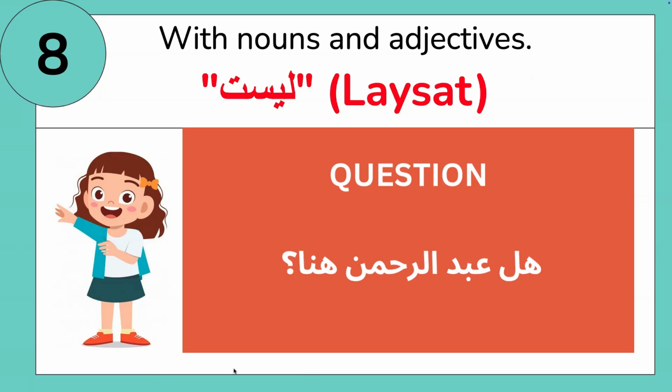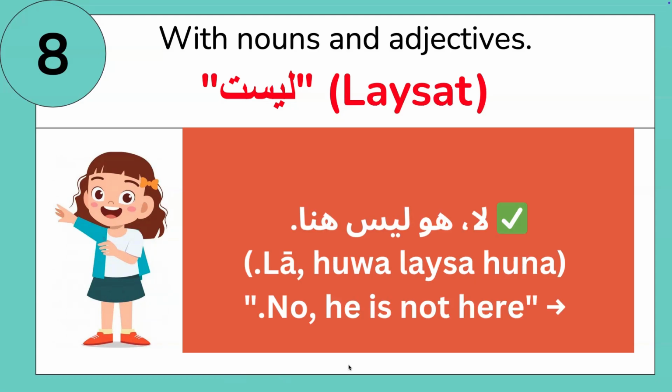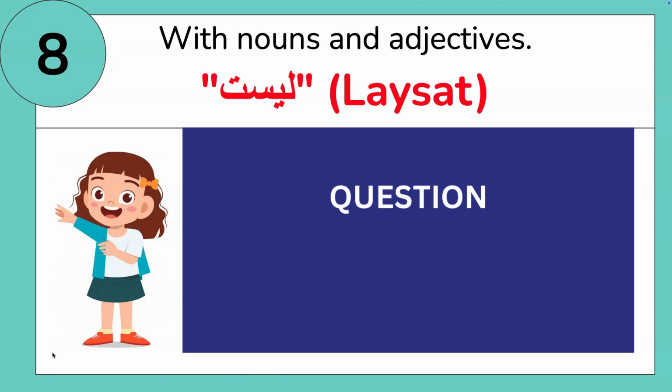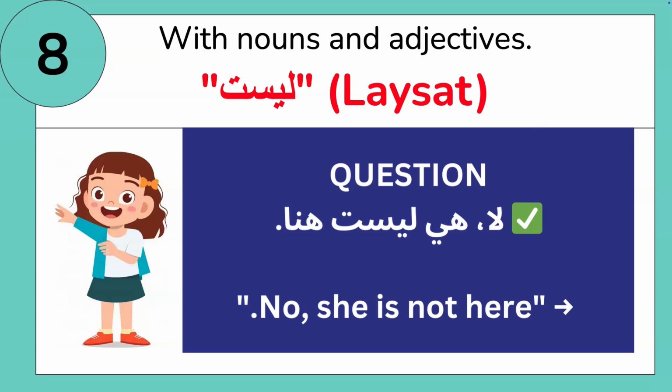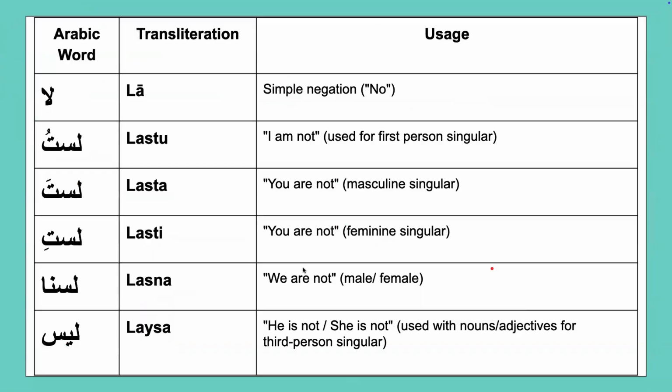Aisha, هل عبد الرحمن هنا؟ هو ليس هنا. Very good. No, he is not here. Okay. Next question. هل اقرأ هنا؟ هي ليست هنا. هي ليست هنا. Okay.